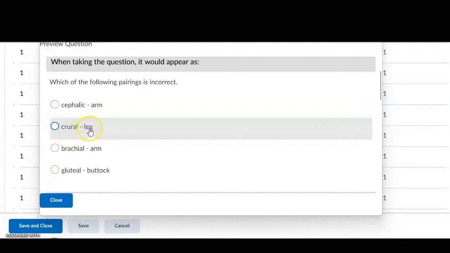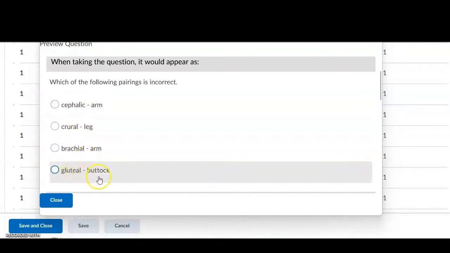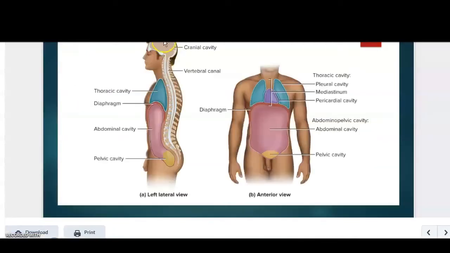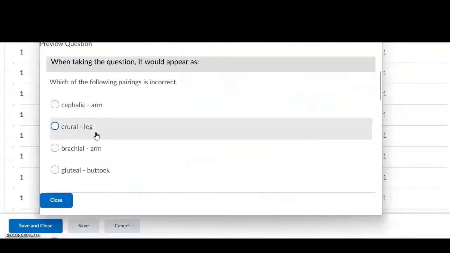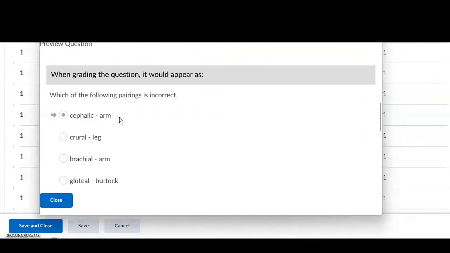Crural is part of the leg. Brachial is a term used in the arm. Gluteal is a term used for the buttocks. So if we look at the figure, this is cephalic, that's the head, and that has nothing to do with the arm. So going back to the question, then obviously cephalic and arm should be incorrect. And that's what we have right here.